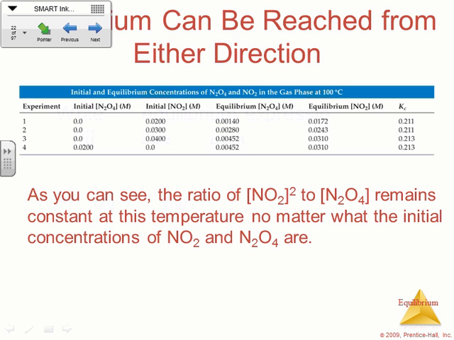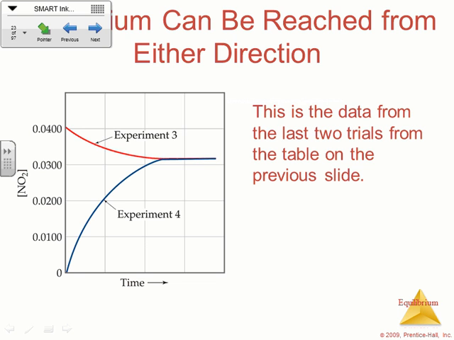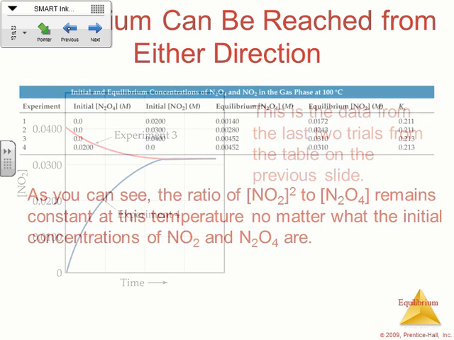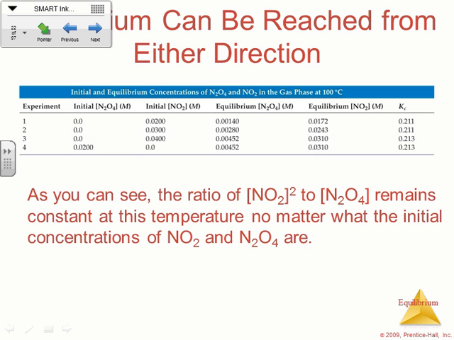Okay, it's important to understand that equilibrium can be reached from either direction. Let me look at the chart, which shows the initial N2O4 and the initial NO2. In the first experiment, you don't have any N2O4 to start with, so obviously the reaction is going to start by NO2 forming N2O4, because there is no N2O4 to change into NO2 at first. By the time we get down to the bottom one, we've got just N2O4 and none of the NO2, so the reaction would happen this way. But given the same temperature, we're going to end up with the same equilibrium constant every time.